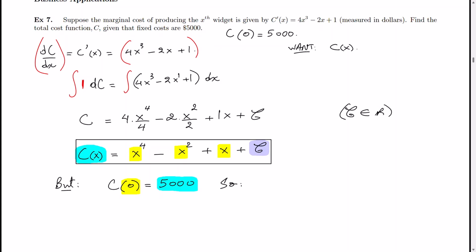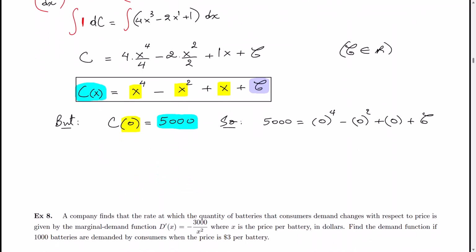So in other terms, 5,000 is equal to 0 to the power of 4 minus 0 to the power of 2 plus 0 plus the fancy constant of integration. So as you can see, this equation has only one variable, and so we can determine what c is, and that's the whole purpose of giving us that fixed cost sentence. So anyway, 5,000 on the left, 0 to the power 4 is 0, 0 squared is 0, and plus 0. All of this stuff is just 0, so I'm not going to even bother writing it down. So this is telling me that the fancy constant of integration is just really 5,000.